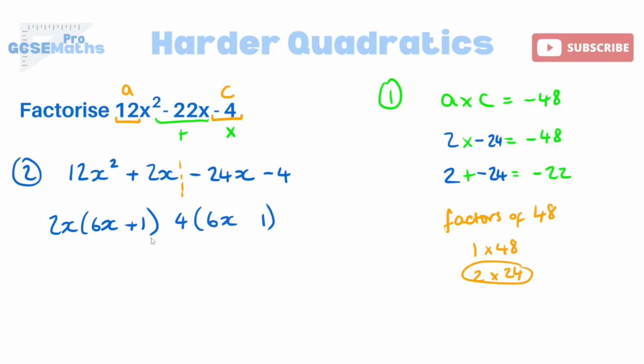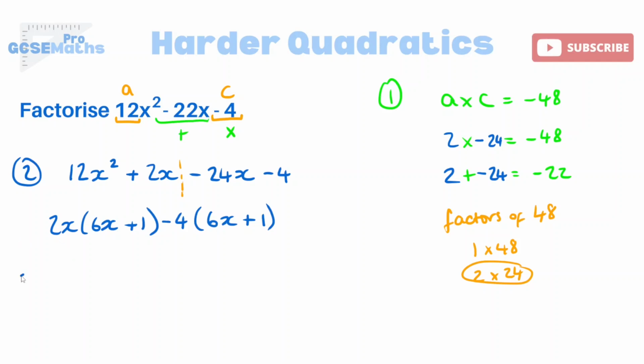Now, as I said before, you know that the brackets have to be identical, so we know this is going to have to be a plus, which means I'm going to have to pull out the negative again. Okay, because when I expand that, I've got minus 4 times 6x, which means minus 24x, and minus 4 times 1 is minus 4, isn't it? Okay, so make sure you've got that symbol correct as well.